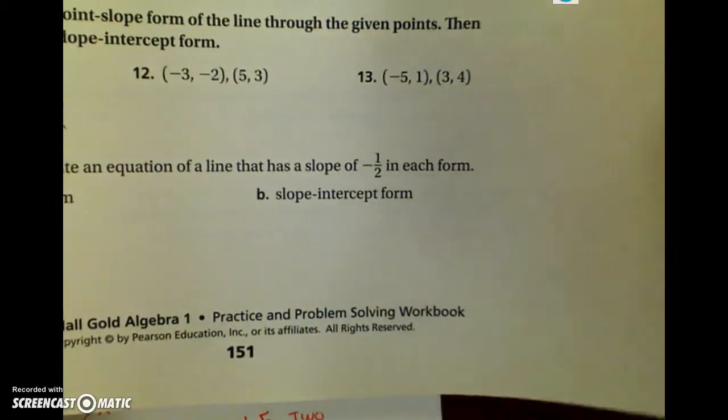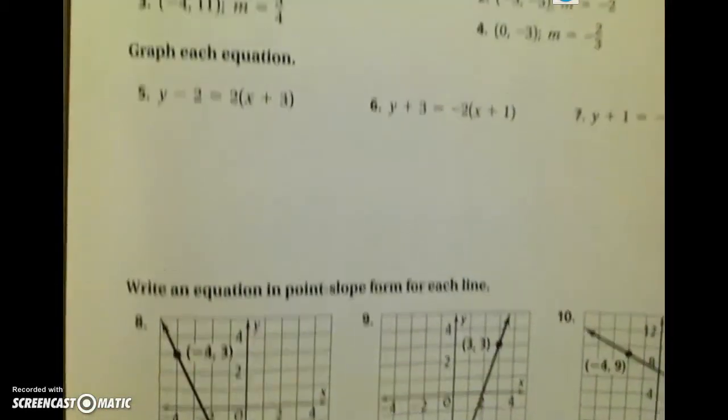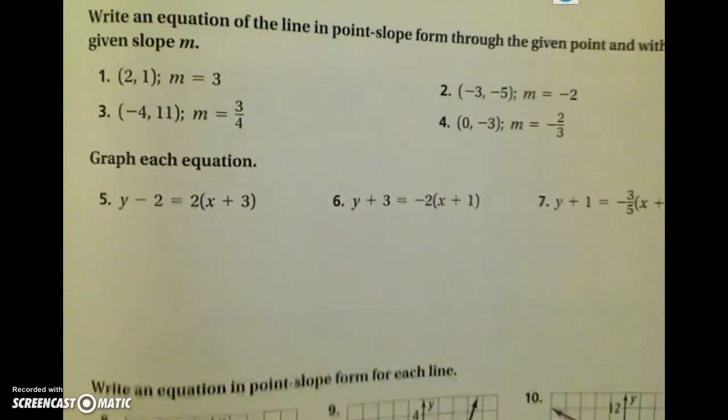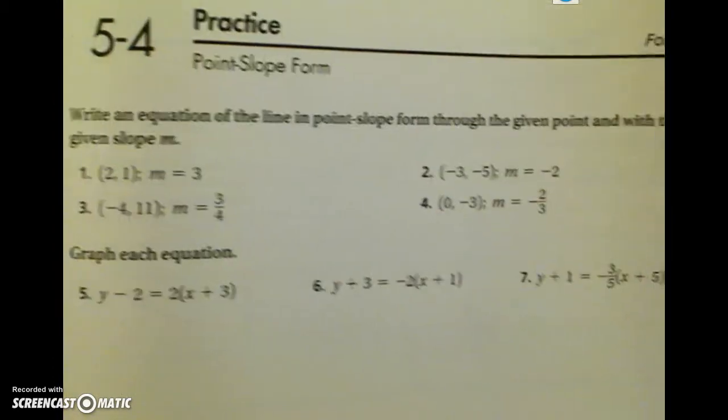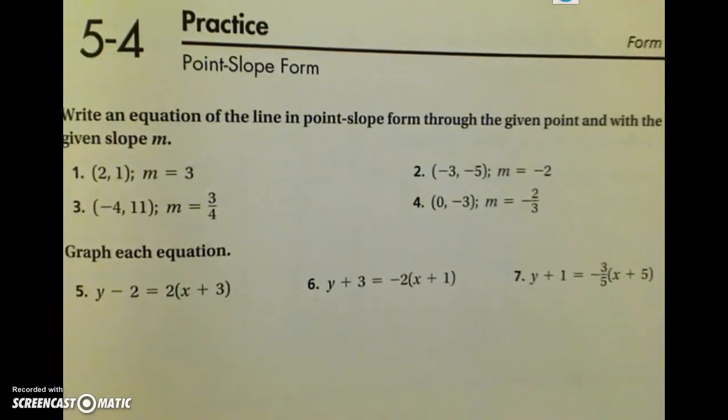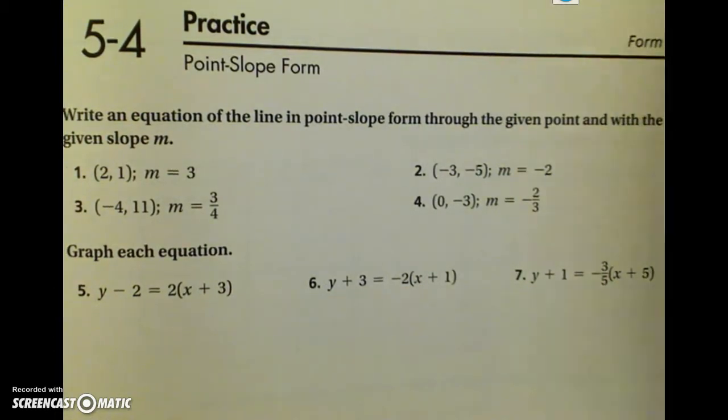Hello, this is going to be work on each section here. So for the first part, it says write an equation of the line in point slope form through the given points and with the given slope.